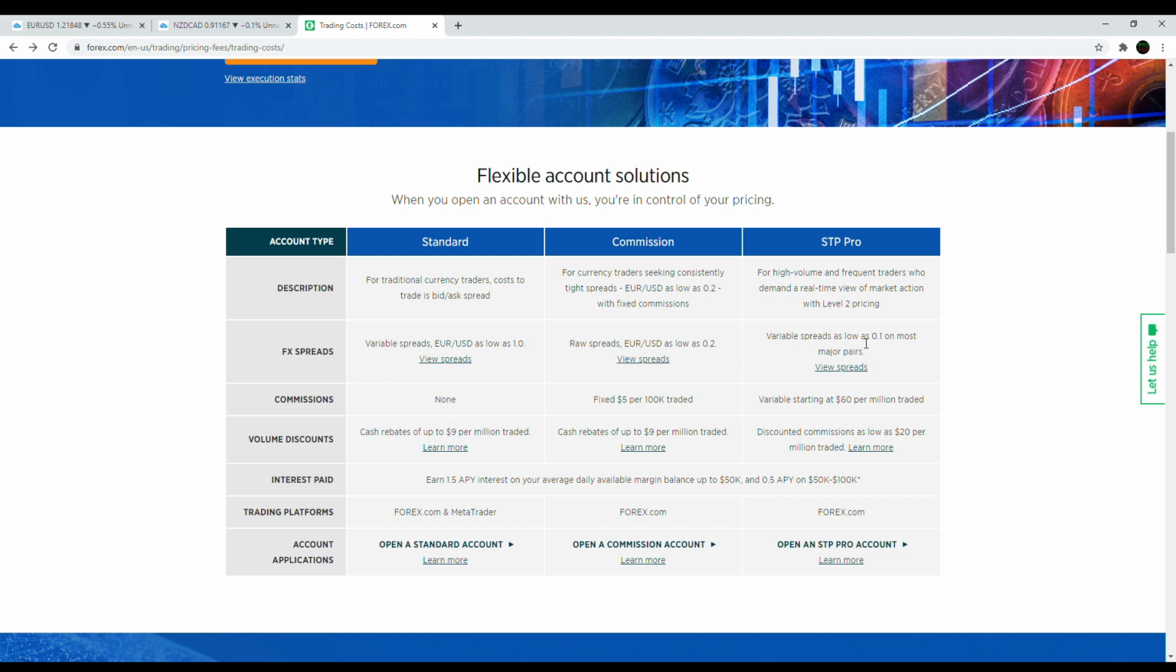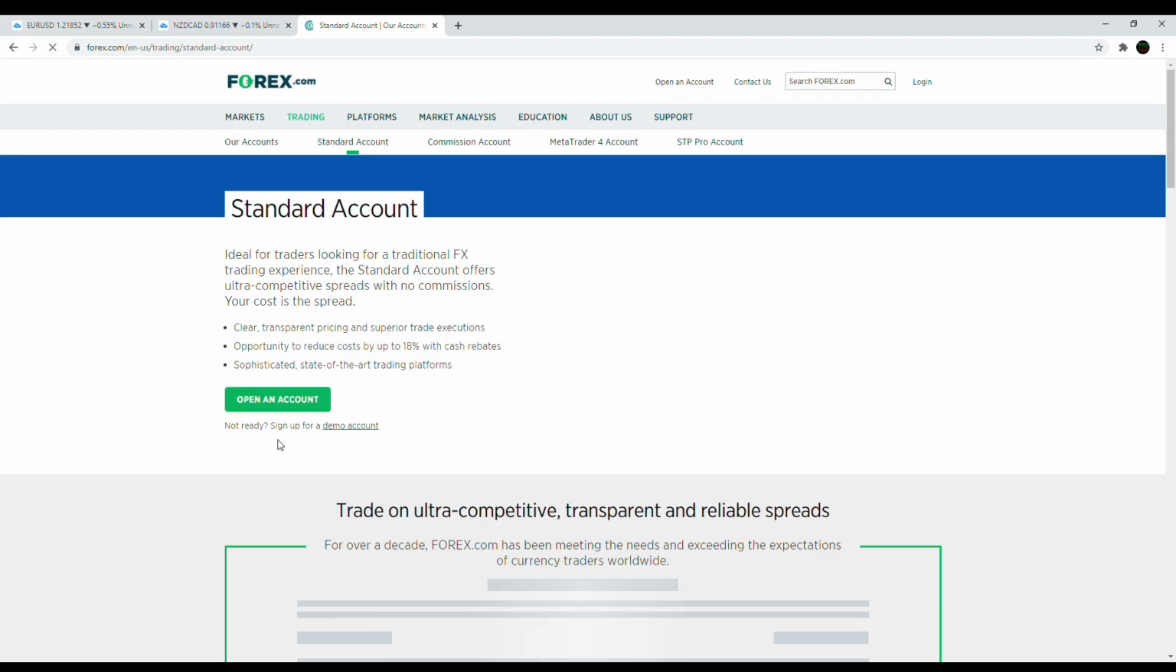Then there's the Pro, which has extremely low spreads, 1/10 of a pip on most major pairs, and then a variable commission rate. I think most people are going to be looking over here at the commission and standard, unless you have been trading for quite a while and you are trading in the millions. Okay, so let's go over to some examples so I can show you the visualization. Actually, first I need to go in and show you the different types of spreads here.